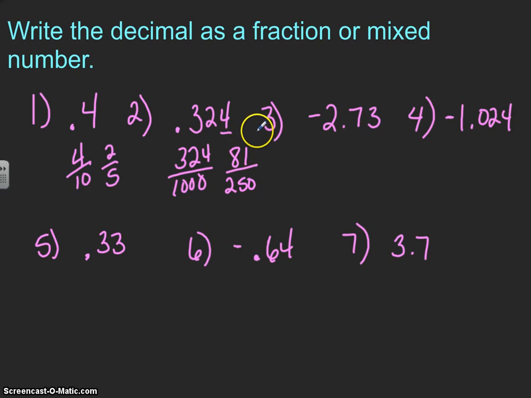Okay, so we have 81 over 250. Any number divisible by 3 goes into 81, or 81 is divisible by 3 and 9, but 250 is not. So I think we're done here.